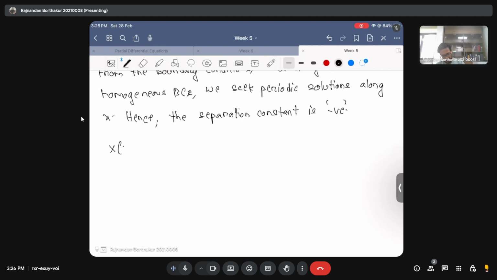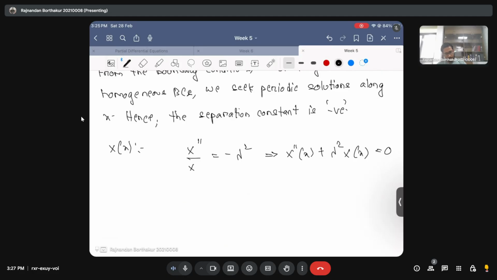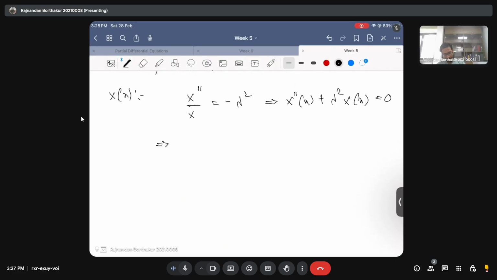So now you can indeed prove that you are going to get a periodic solution if you just solve now for X of x. So X of x satisfies what? It is X double prime by X equal to minus lambda squared, which means you can write it as X double prime of x plus lambda square X of x equal to 0, which means my X of x satisfies a cos lambda x plus b sine lambda x.